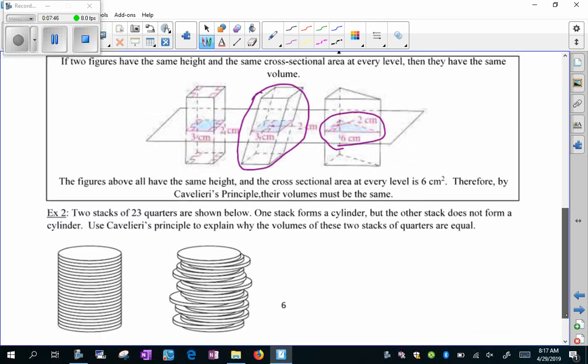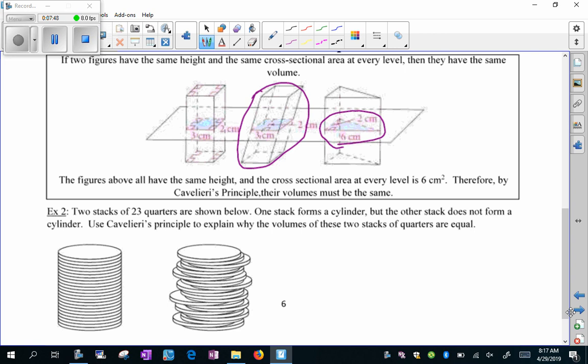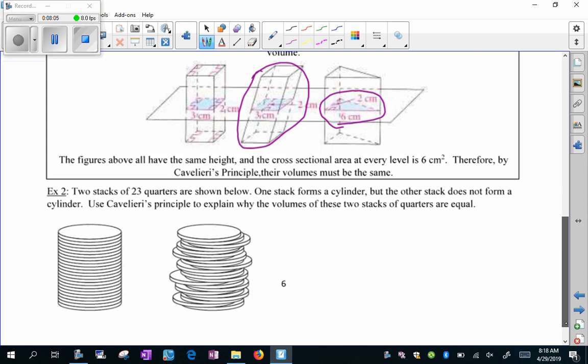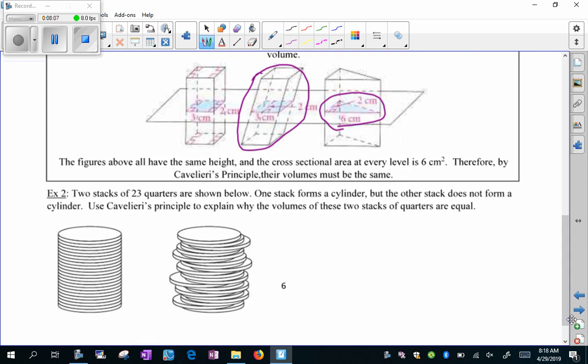All right, now example number 2. Two stacks of 23 quarters are shown below. One stack forms a cylinder, but the other stack does not form a cylinder because of the little mess there. It says use Cavalieri's principle to explain why the volumes of these two stacks of quarters are equal. Well, pretty straightforward. You have the same amount of quarters, the same number of quarters.